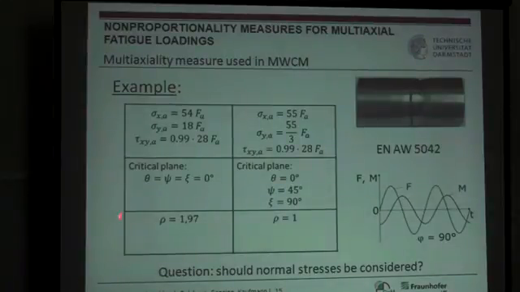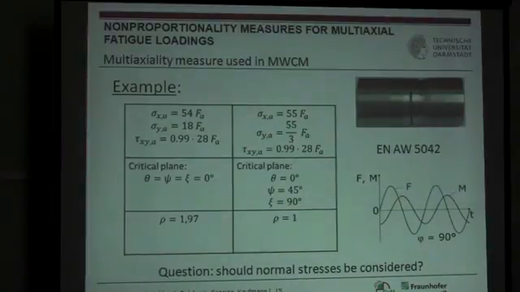And what we get is the factor equal to 1.97 in the first case and equal to 1 in the second case. And this results in quite different non-proportionality evaluation, and especially quite different fatigue life evaluation for these two loads which are pretty close to each other. So the question which arises is actually whether normal stresses should be considered as the critical plane is determined.